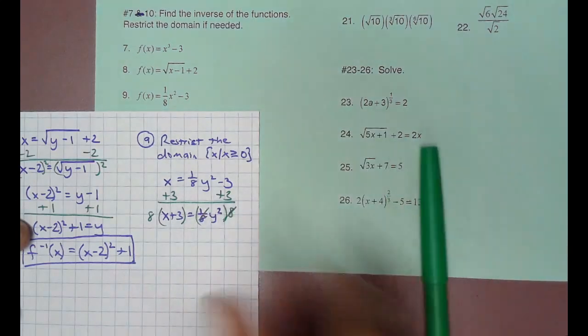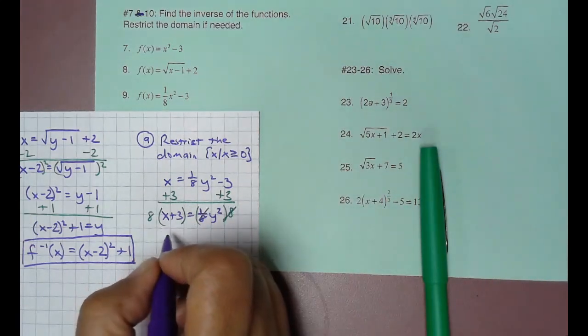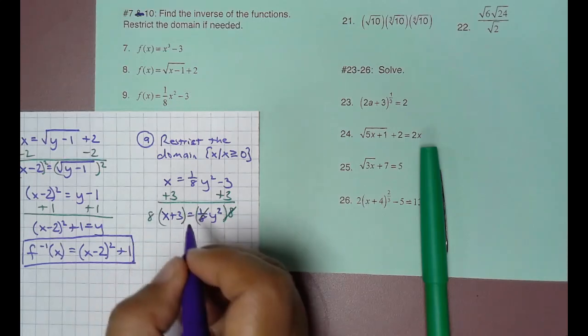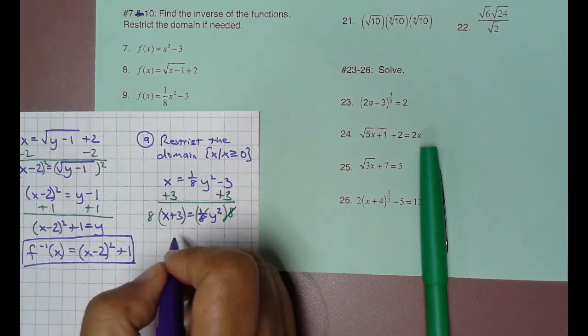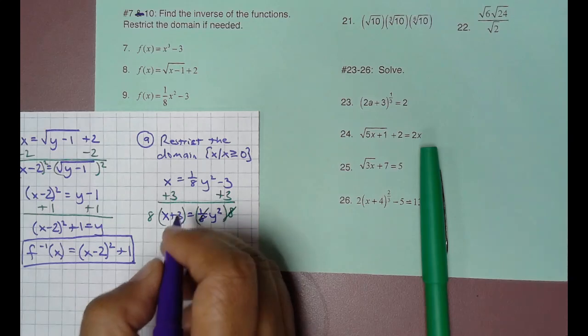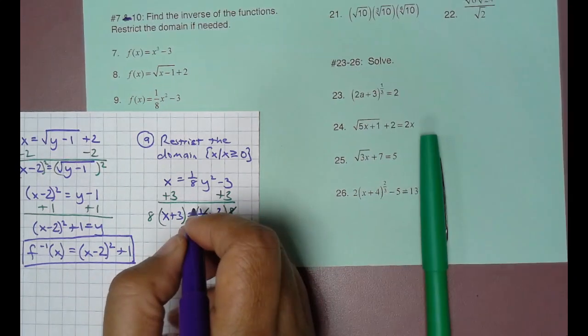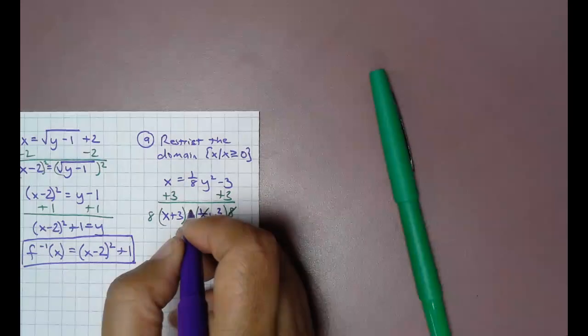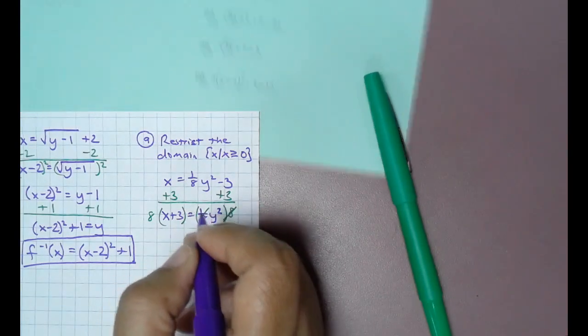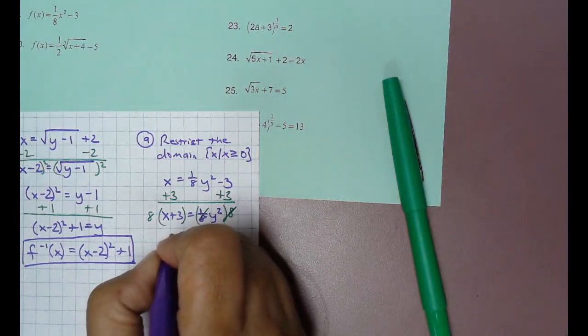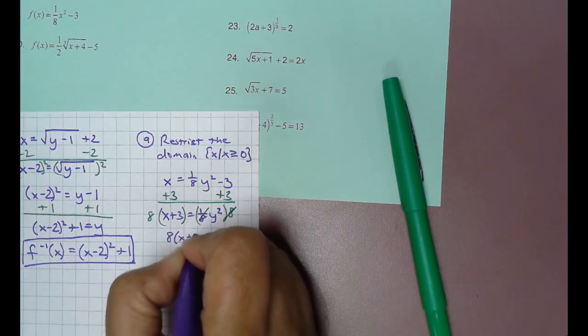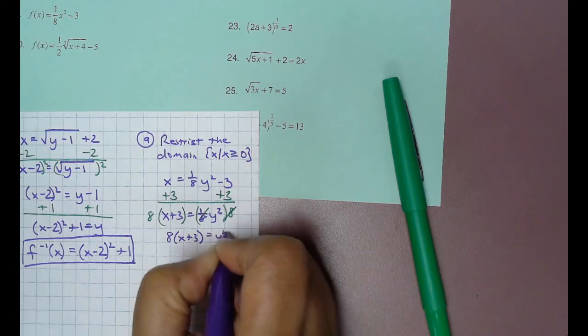So the 8 and the 1/8 cancel. You could technically distribute this if you want to. I will go ahead and be consistent with the answer. So I'm going to cheat here real quick and see if I wrote it that way. Yeah, I did not multiply that out. So I'm just going to leave it as 8 times x plus 3 equals y squared.